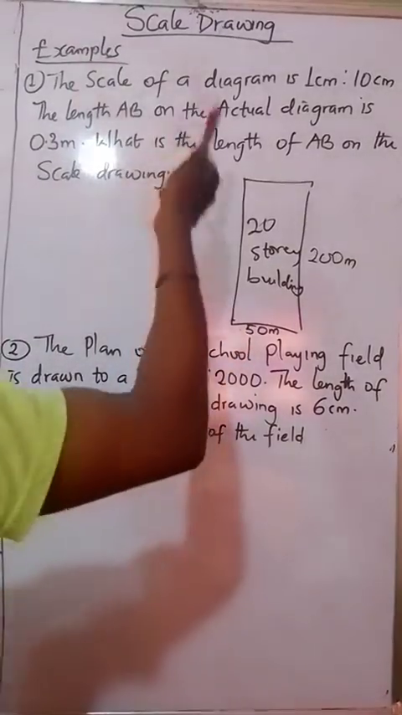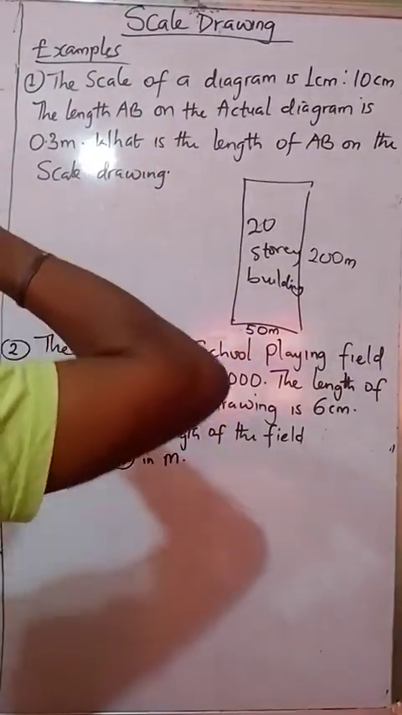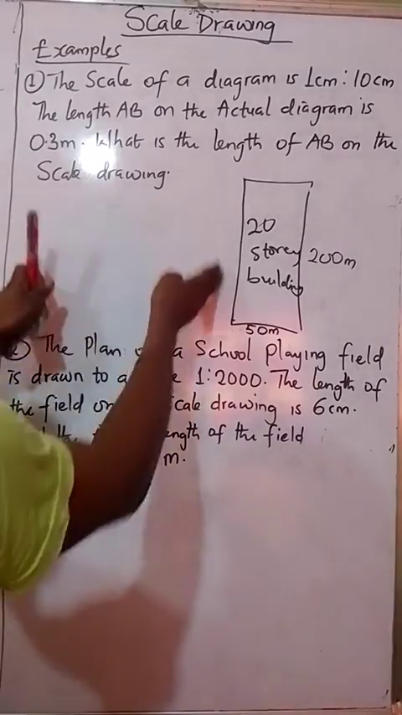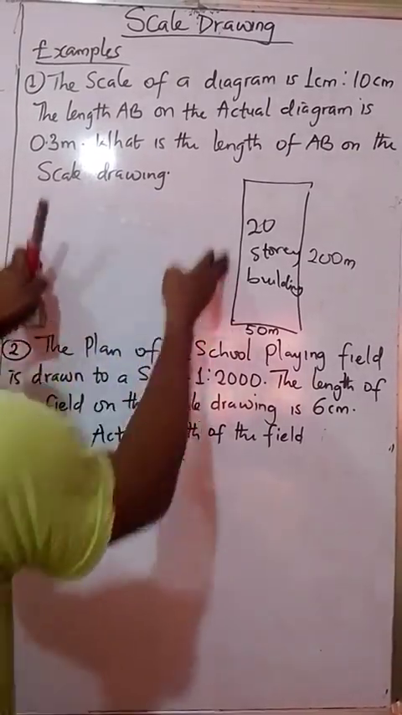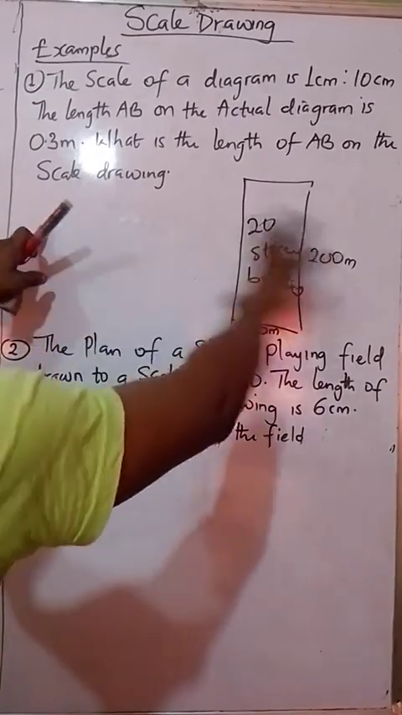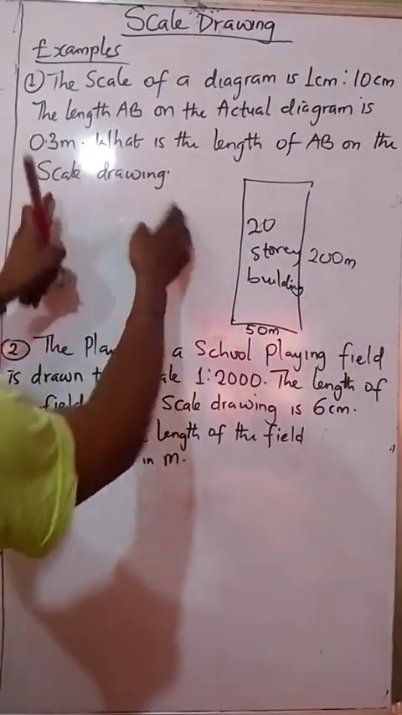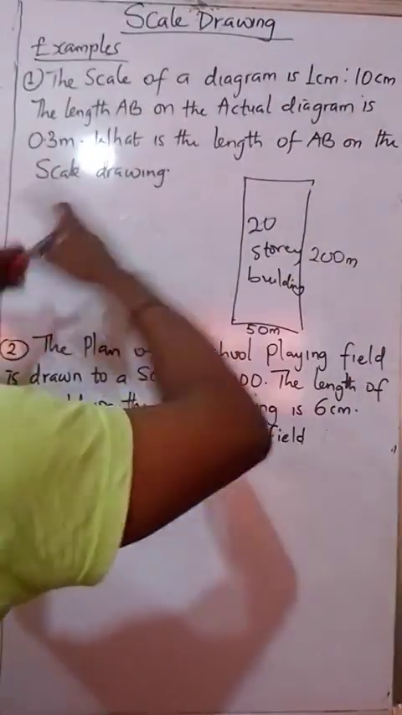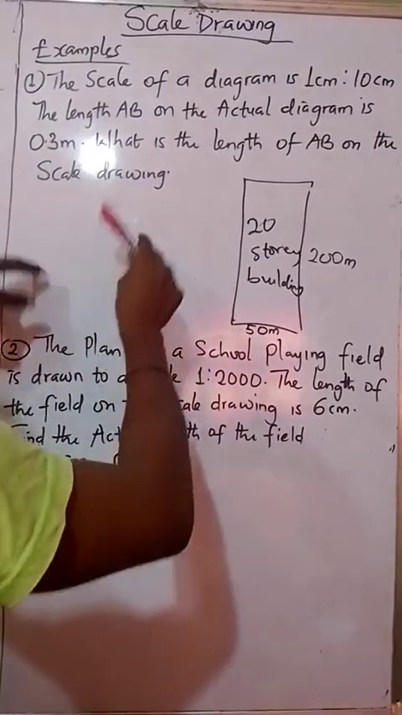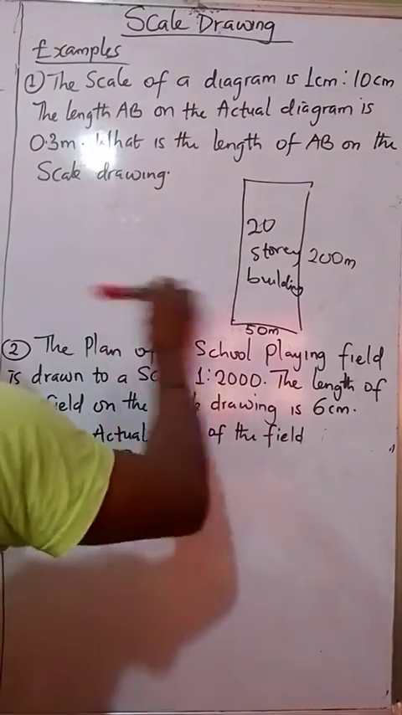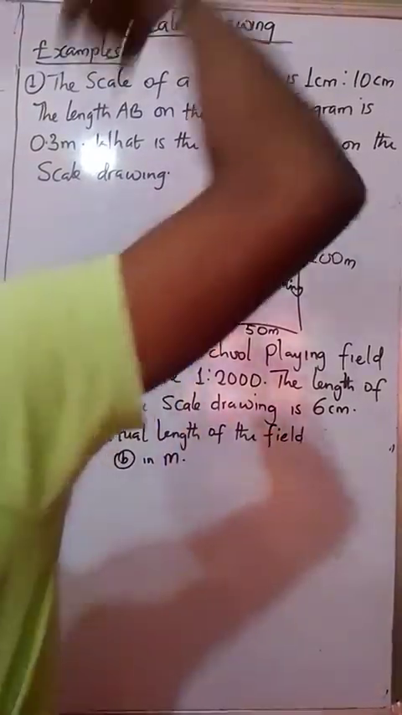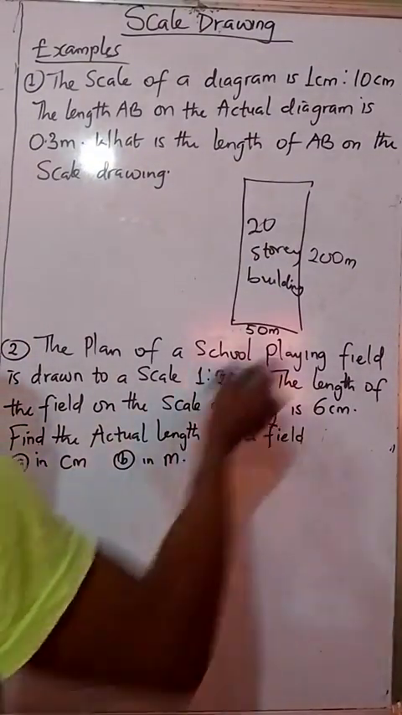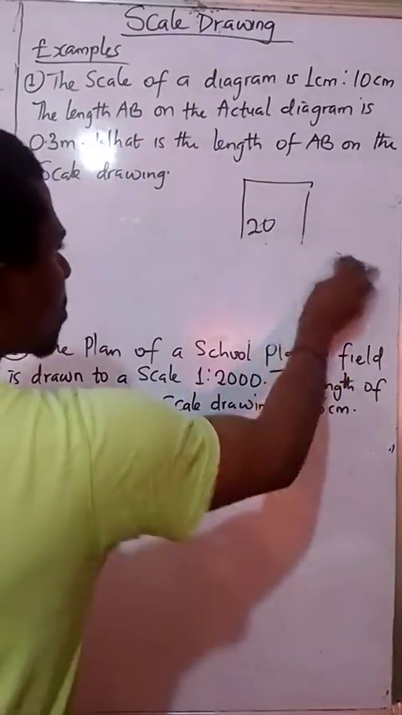Architects also make use of scale drawing. If they want to draw a building or a skyscraper, they draw it on paper. What they want to build, that mighty building, is what they have drawn on the paper, reduced in scale. So by the time they want to build it, they now enlarge it. That is what scale drawing is all about.